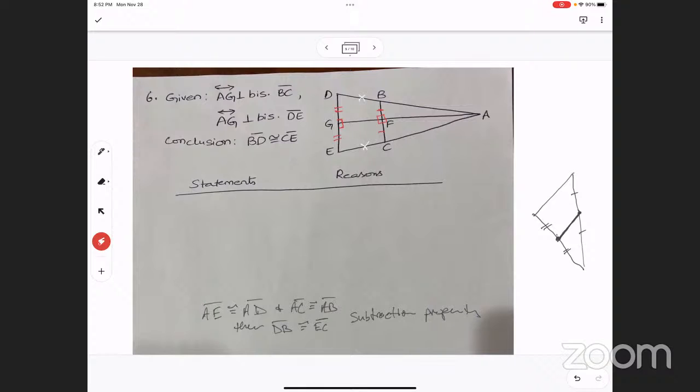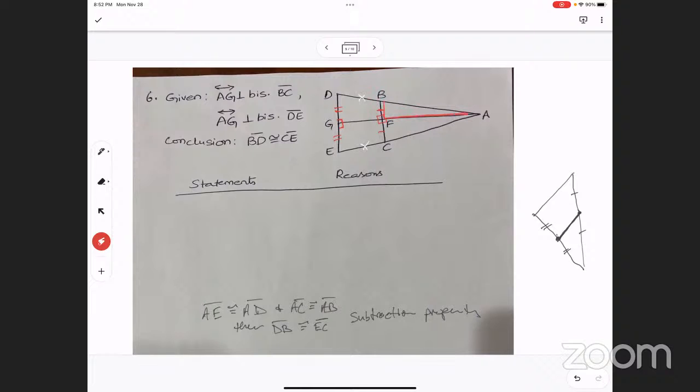If we could prove the triangles are congruent first, then we could automatically prove that the parts are congruent. Perfect. CPCTC. So how can I prove that this triangle is congruent to this triangle? We already have one side: GA is congruent to itself, by the reflexive property. And we also have an angle. So that would become side angle side. Perfect. That's the one.